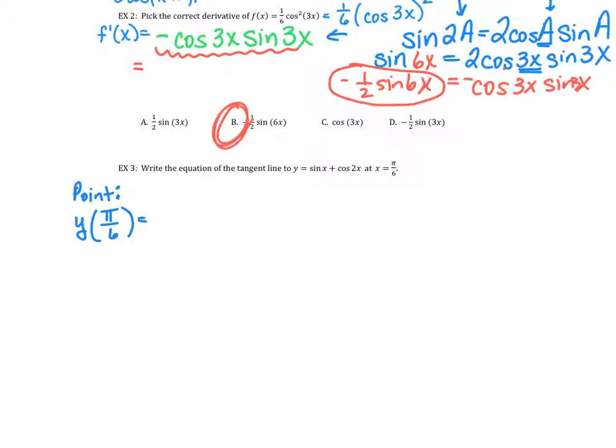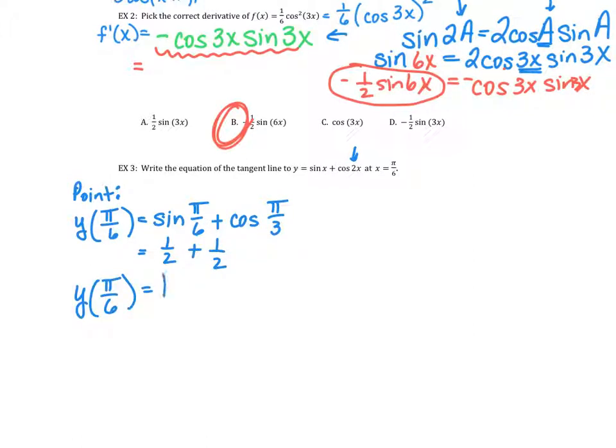Now again, you don't have to write all this. I'm writing because I'm doing notes. You could do this in your head and that's fine. But you have to do the sine of pi over 6 plus cosine of, this says 2x, so 2 times pi over 6, that's pi over 3. So what is the sine of pi over 6? We got to know our trig functions. That's 1/2. And the cosine of pi over 3, well, hey, that's nice. The cosine of pi over 3 is also 1/2. So I get that the point is pi over 6, comma 1.